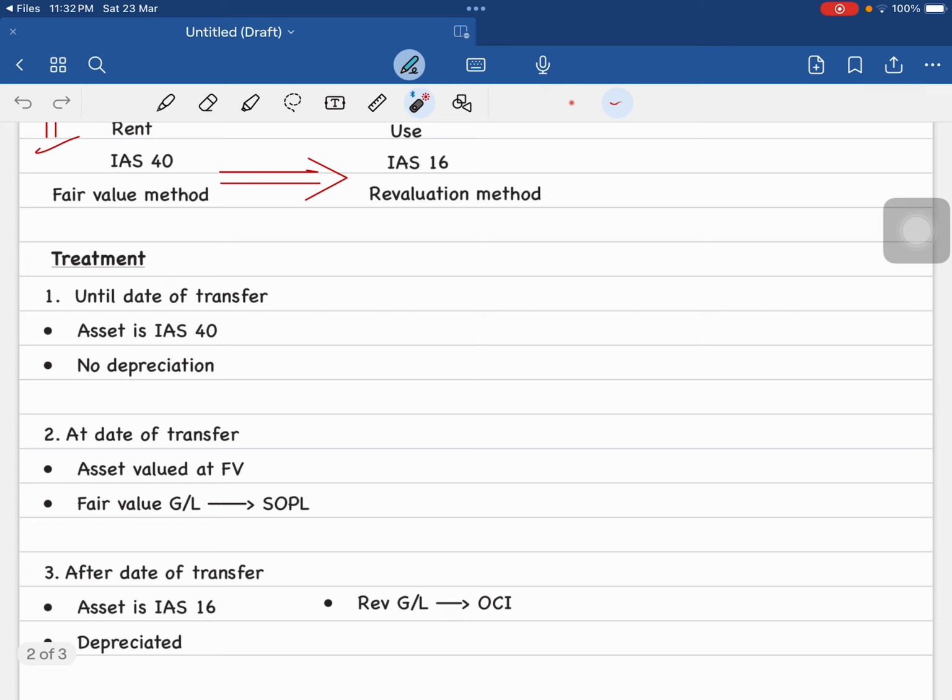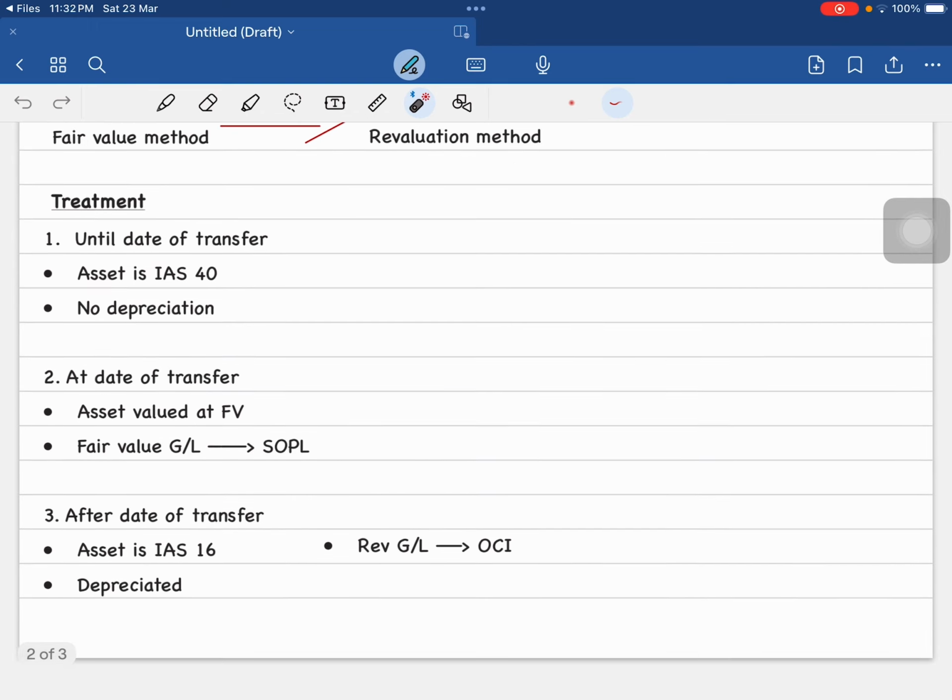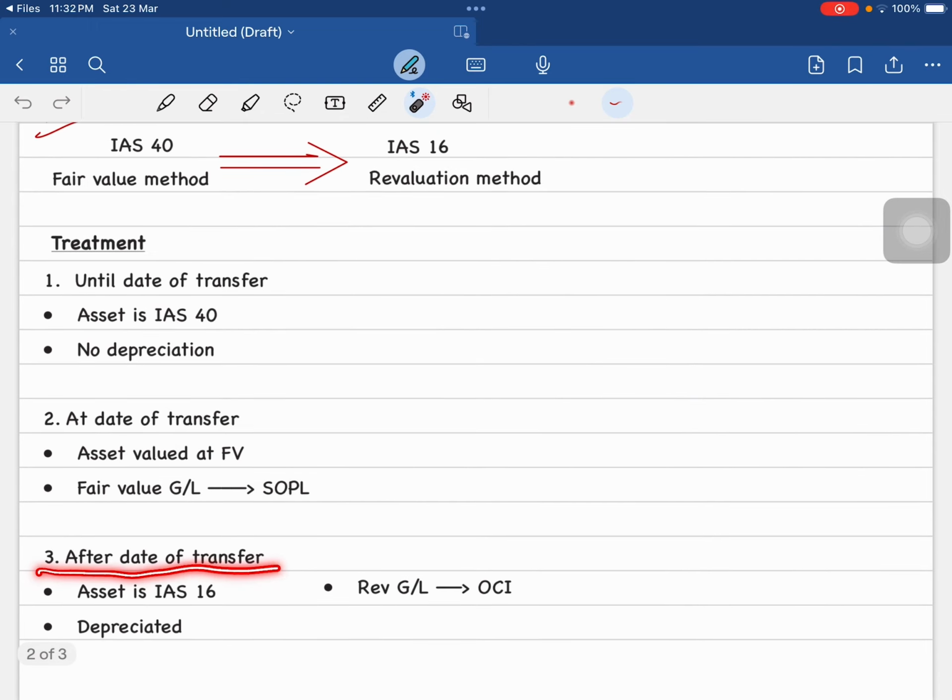The treatment time periods are the same. The first time period is until the date of transfer. The asset is still IAS 40, and there is no depreciation. At the date of transfer, the asset is valued at fair value, and the gain or loss is still treated under SOPL. In the third time period, after the date of transfer, the asset changes into IAS 16, depreciation is done, and the revaluation gain or loss is taken into OCI.